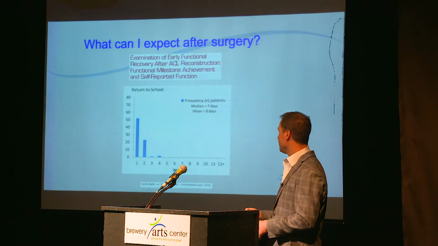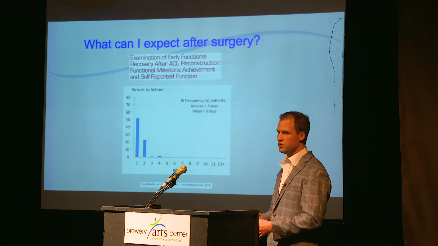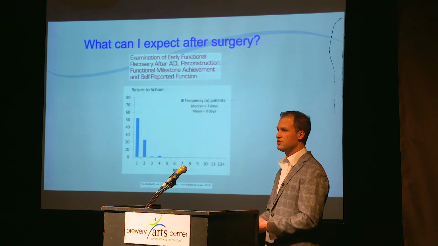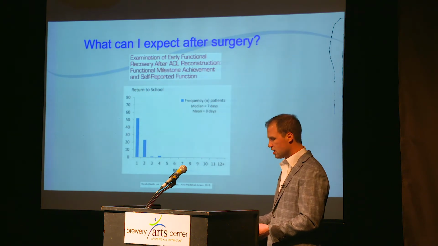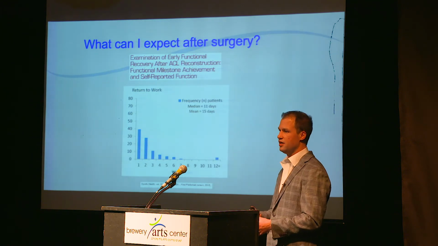All right, getting back to school, kids go back to school 1, sometimes 2 weeks afterwards. They are typically off pain medication at that time and getting off their crutches, so they can start handling going back to school. Going back to work, pretty much the same idea. Around 2 weeks is when people are going back to work as well.